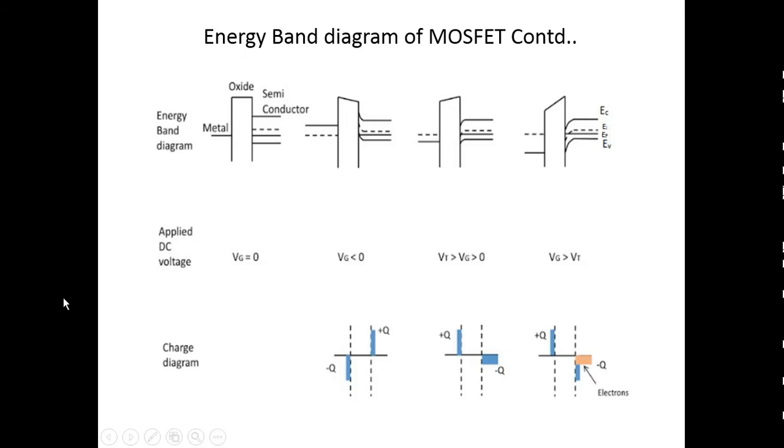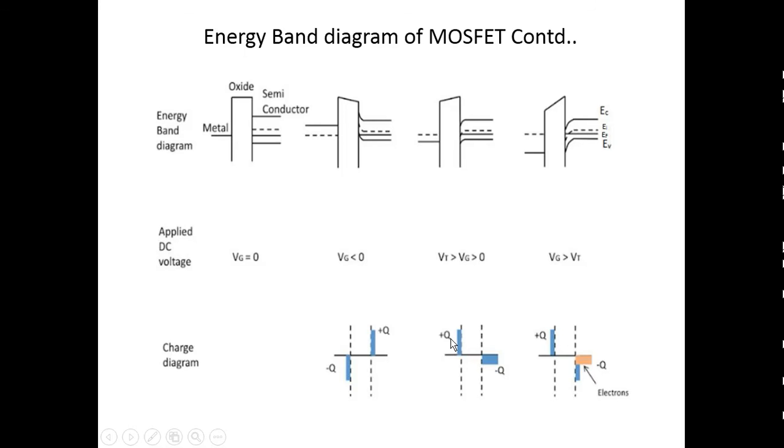Now the charge diagram you can also see here. When Vg is less than 0, the charges are on this side. Here is the band diagram, which bends upwards, where the charges are positive here and negative here. Here also Vg is less than 0, but it is not at the threshold. The device has not started working.